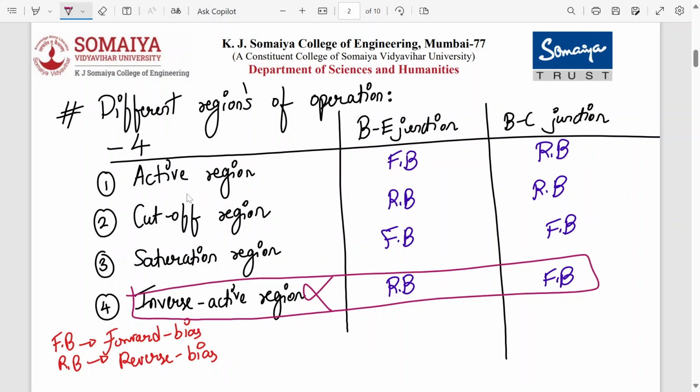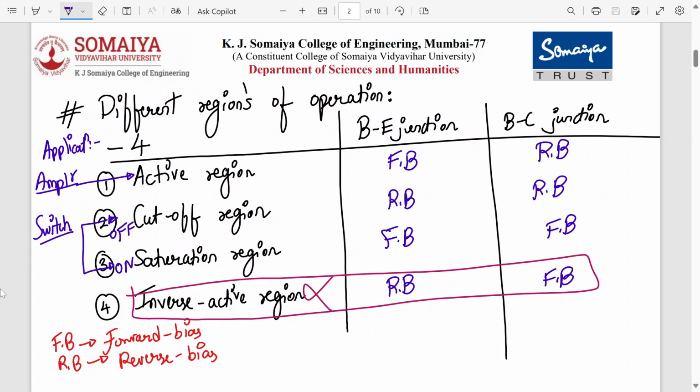When we want to use a BJT as an amplifier, we use it in the active region. As a switch, an on-off switch, the BJT in the cutoff region is fully off and the BJT in the saturation region is fully on. So as a switch, we use it in the cutoff or saturation region. These are the application areas, depending upon the region of operation.